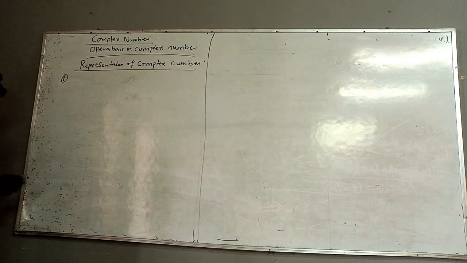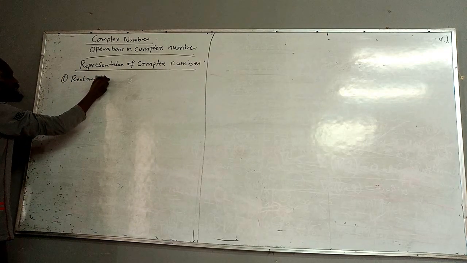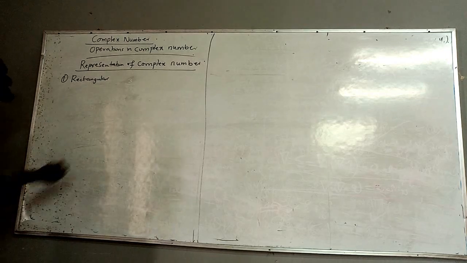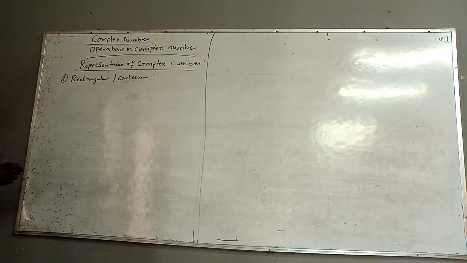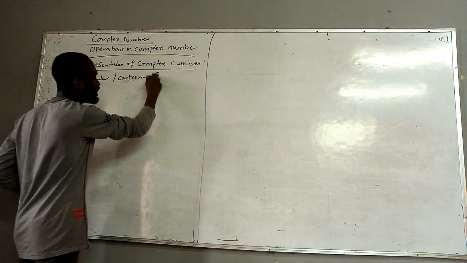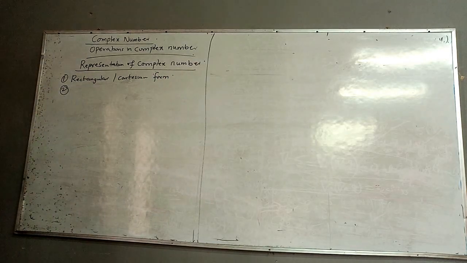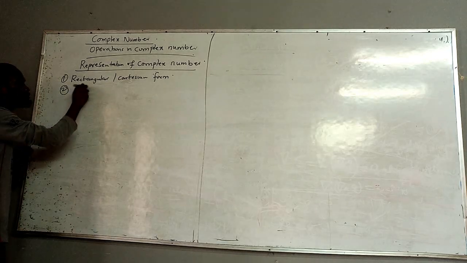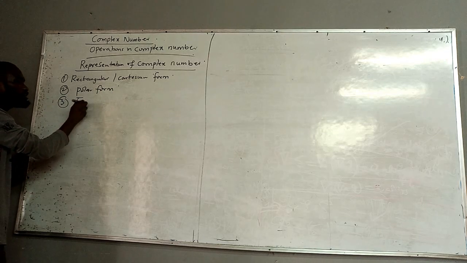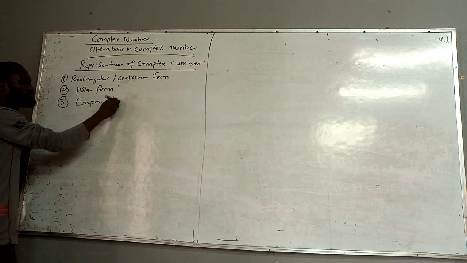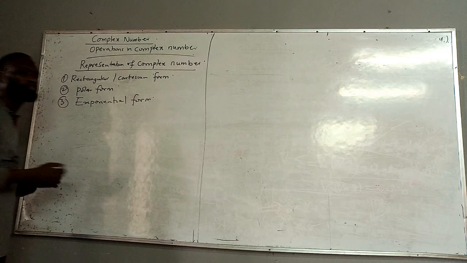The first one is what is called rectangular representation, or we call it Cartesian representation. Cartesian form, rectangular form or Cartesian form. That is the first one. The second one, we have what is called polar form. And the third one, we have what is called exponential form. Exponential form of the complex number. We are going to look at these 3 forms of complex number.